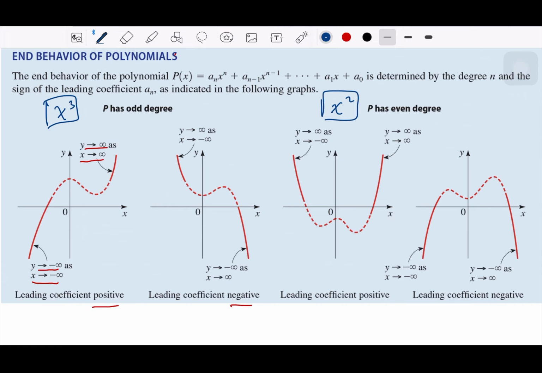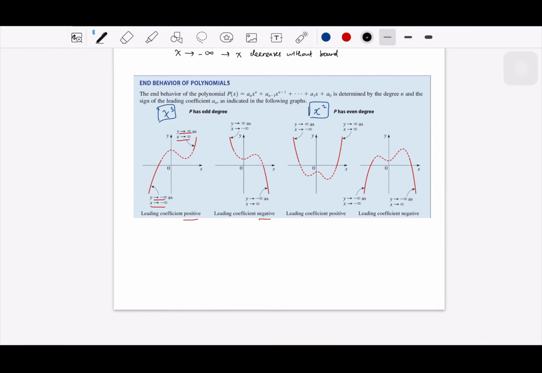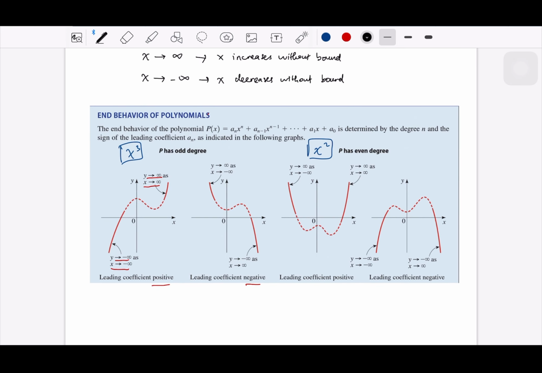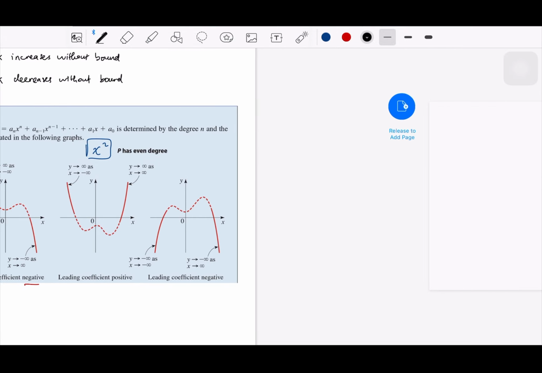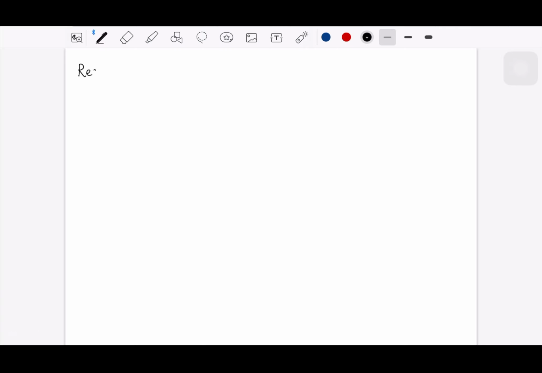Okay, the next section is how we are going to draw or sketch the graphs of these polynomials. So let's do that. We could start from real zeros of polynomials.